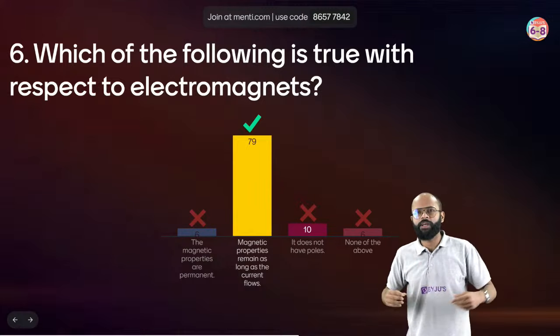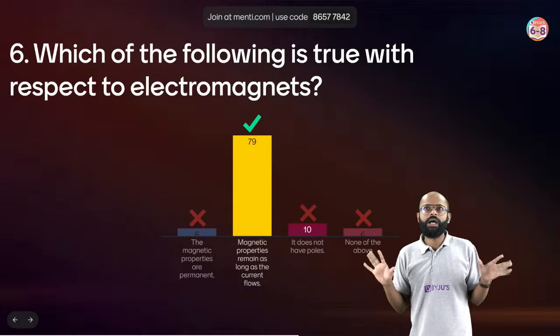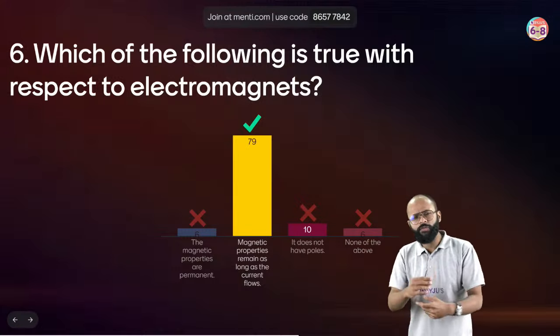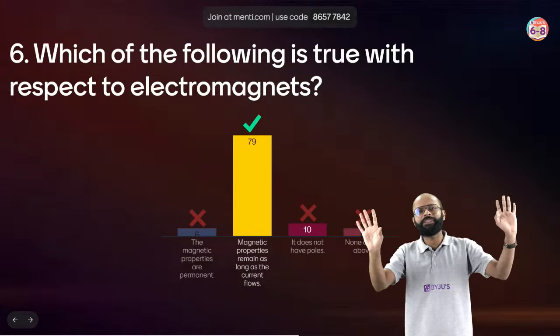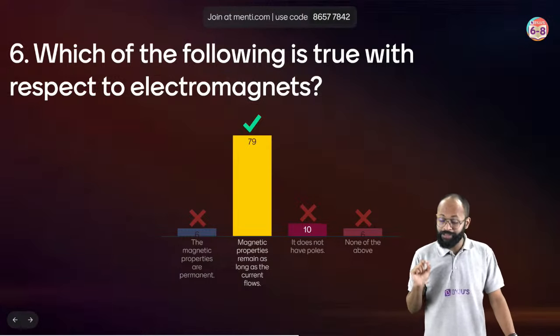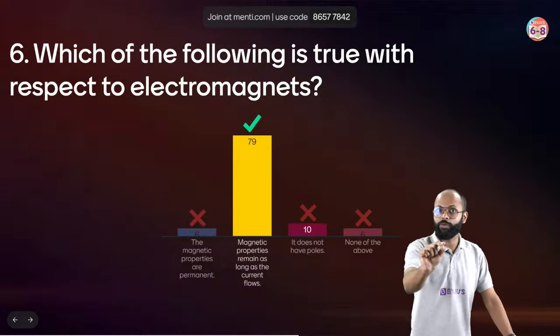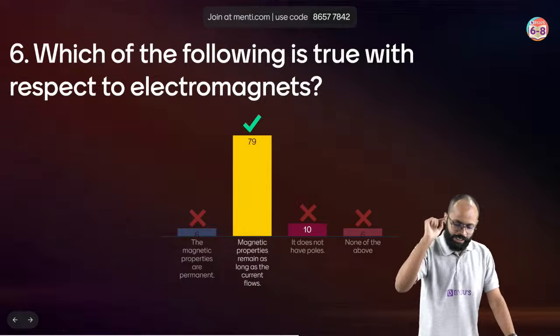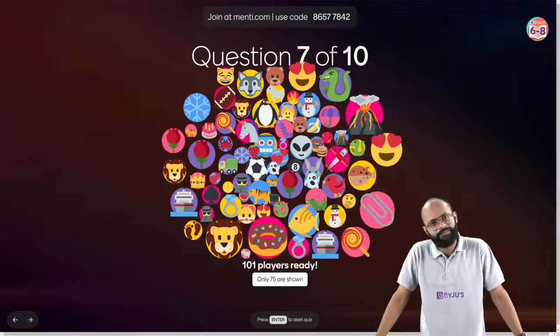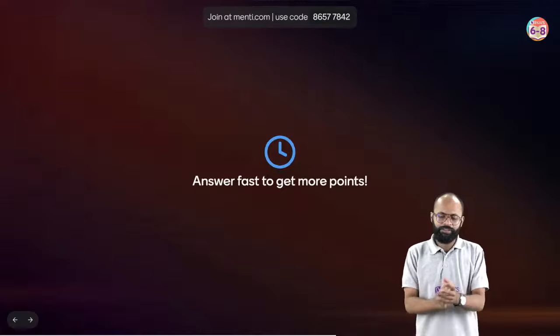The moment you switch off current, main kaun hoon? I am iron. I am not magnet. Right? It will forget. The moment you switch off current, oh, bhool gaya magnet hai. Usko nahi pata kuch. Masoom ekdam. Hai na bhai? Right? So, magnetic properties, they remain as long as current flows. Kyun? Kyunki wo Gajni hai. Theek hai? Chalo, aage aao. Yes. Bhakti? Nice, good. Question number 7th on your screen.